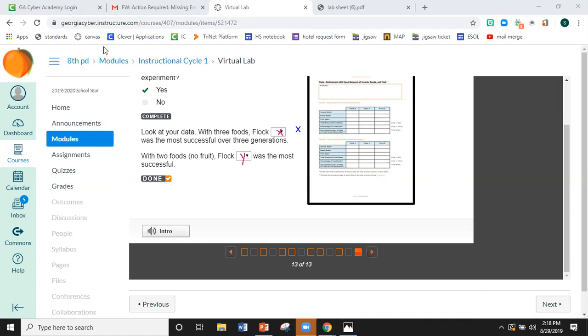So when we still had 3 foods, flock X was the most successful. But when we changed that and we only had 2 types of food, flock Y was more successful.